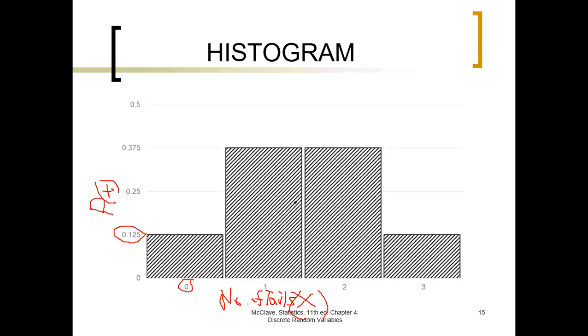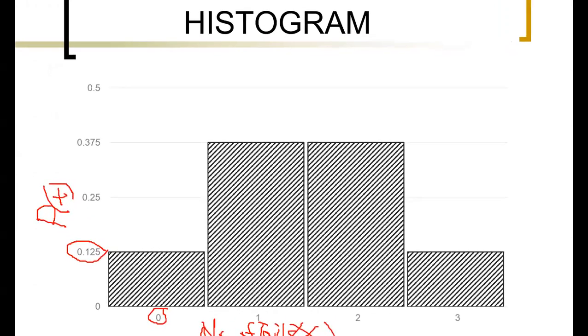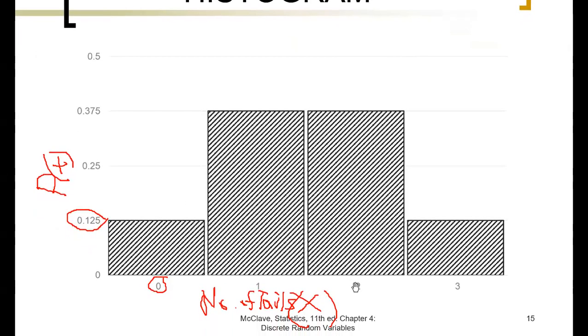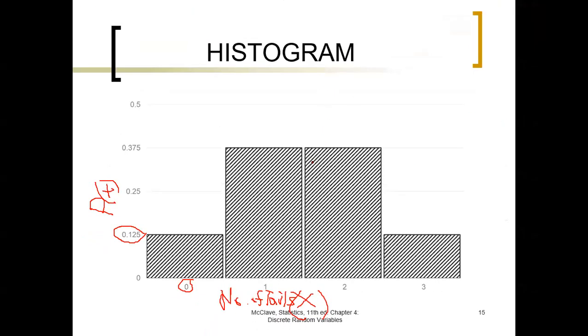So, let's go here. 1. And the probability is 3 over 8. So, the 3 over 8 is equal to 0.375. Next is 2, which is the same as 1. So, 0.375. And 3 also is just the same as 0, which is 0.125. Okay. That's how simple it is to make a histogram. You just shade it, but you should know where to shade.